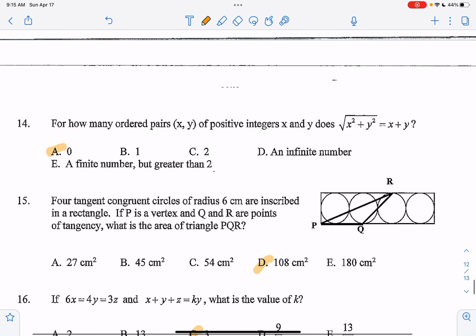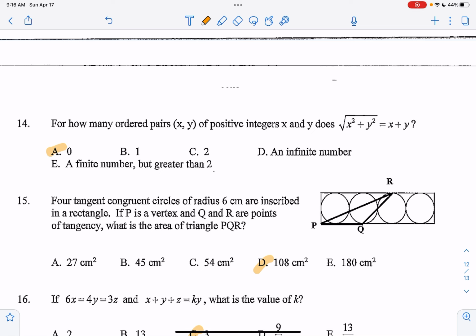Next one, number 14. For how many ordered pairs x comma y of positive integers x and y does the square root of x squared plus y squared equal x plus y? So here you just want to do guess and check. One thing to keep in mind is that when you have a square root of a positive here, there aren't that many things that you can do if you have positive numbers.